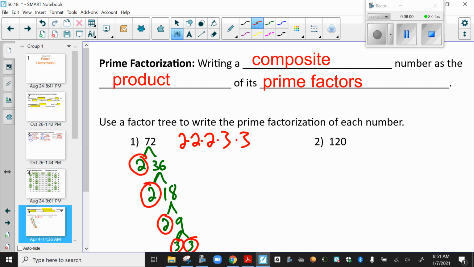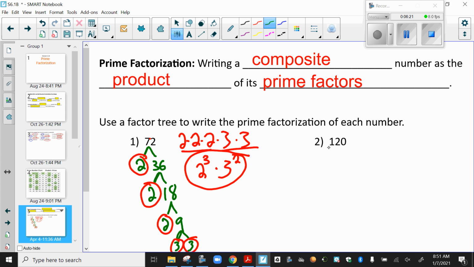Because what we're then going to do is we're going to group them. So I'm going to say, okay, I used the number 2. And I used it 1, 2, 3 times. Look, an exponent. Then I used 3. And I used it 2 times. There is my answer. 2 cubed times 3 squared gets us 72. And this is what your work needs to look like.